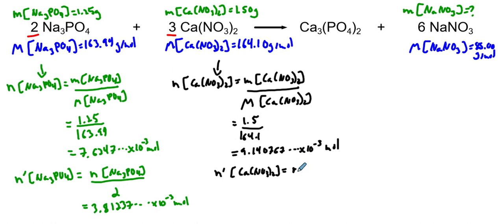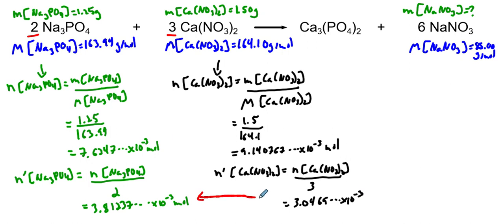And so we're going to take our original number of moles of the calcium nitrate that I calculated just above. We're going to divide this one by 3 because of the 3 out front. And when I take the 9.14 and divide by 3, I will get 3.0469 times 10 to the negative 3. So these two now can be directly compared.